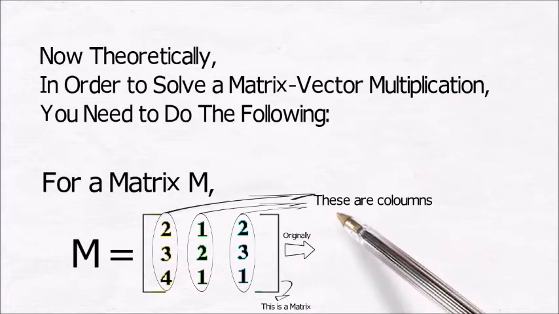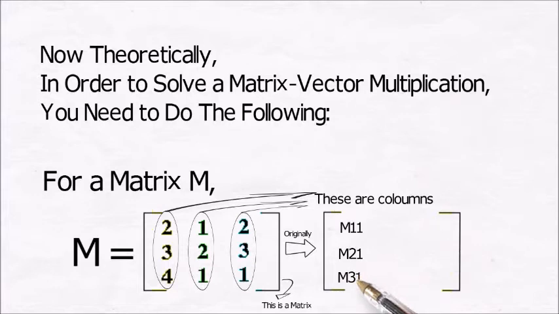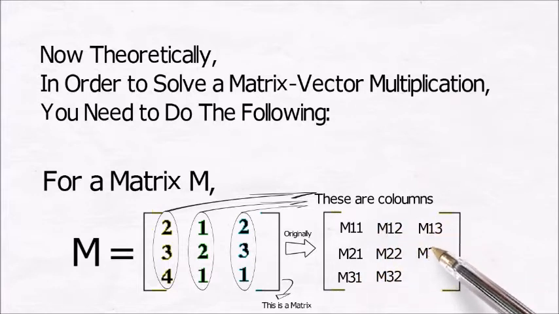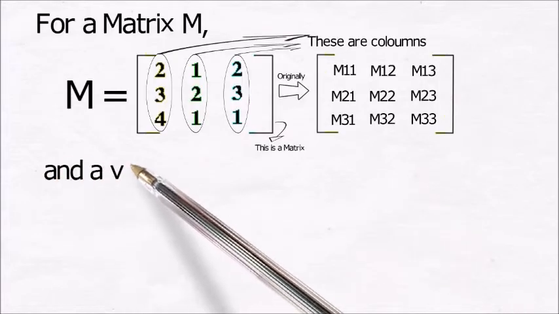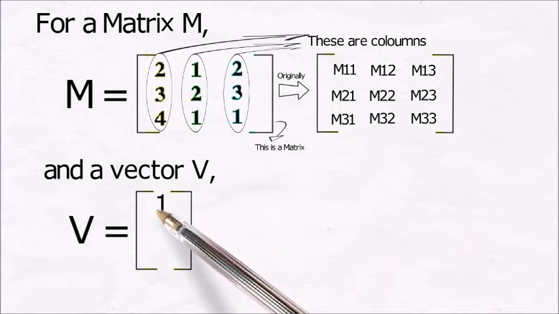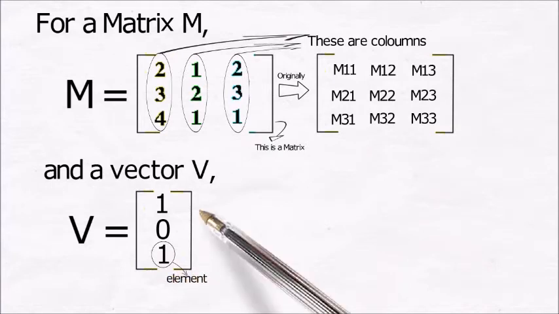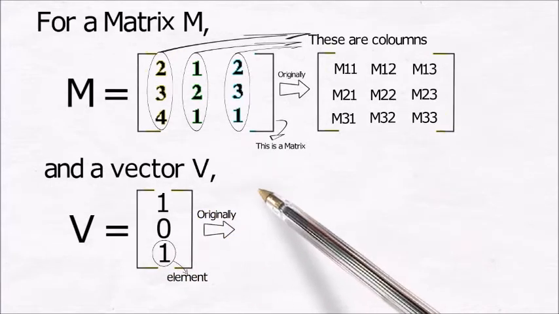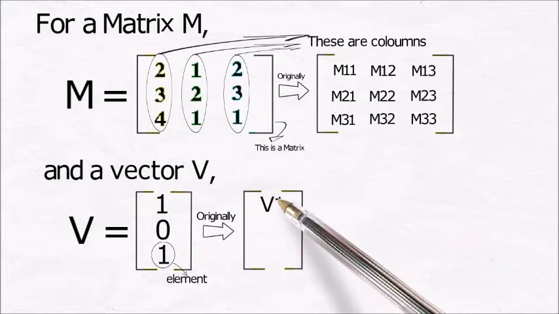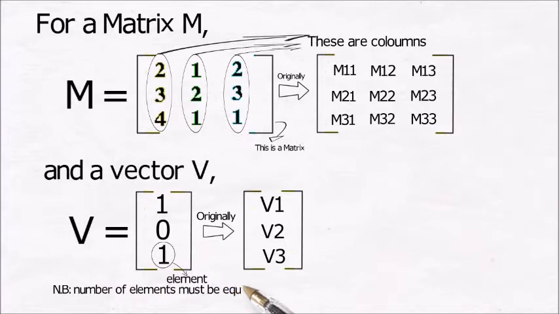Originally it came from M11, M12, M13, M21, M22, M23, M31, M32, M33, from left to right. And the vector V equals V1, V2, V3, which is 1, 0, 1 in our example. Each is called an element, and it originally came from V1, V2, and V3. The number of elements must be equal to the number of columns in the matrix.